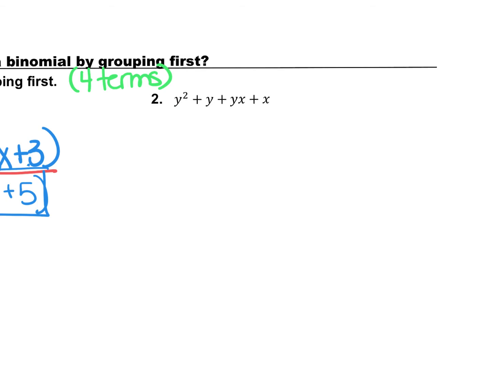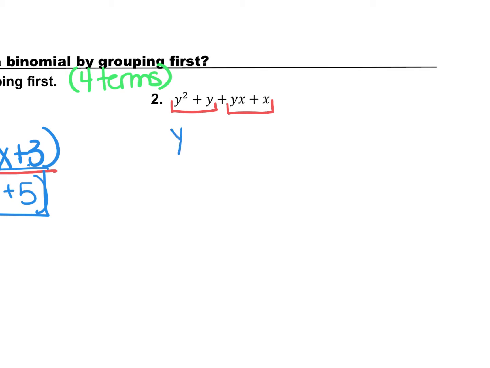All right, so let's take a look at our next one. We have y squared plus yx plus y plus x. Again, we're going to factor this by grouping. So I'm going to group these two together, and now I'm going to factor out our first one. I'm going to factor out a y.